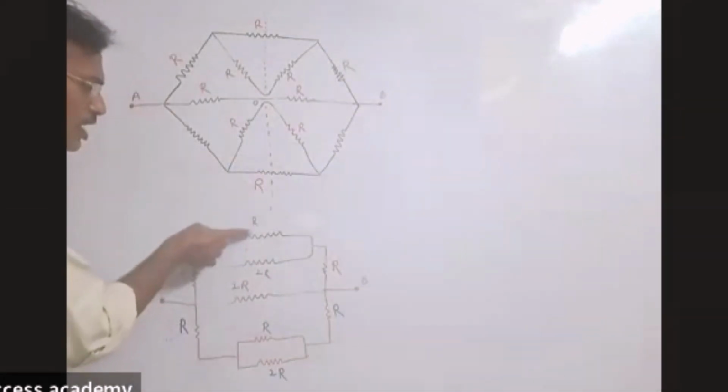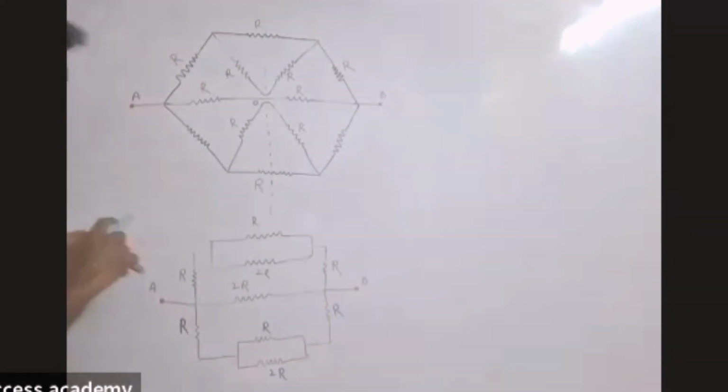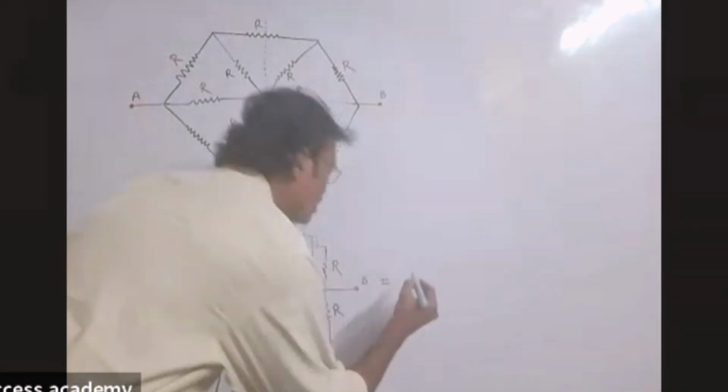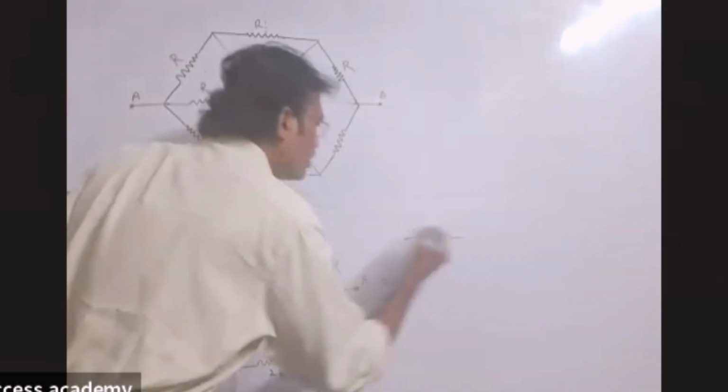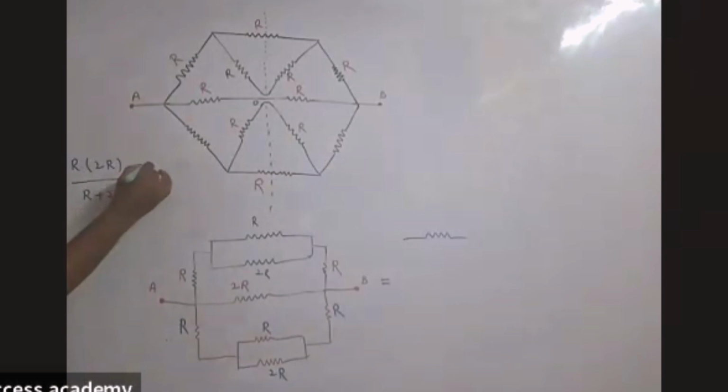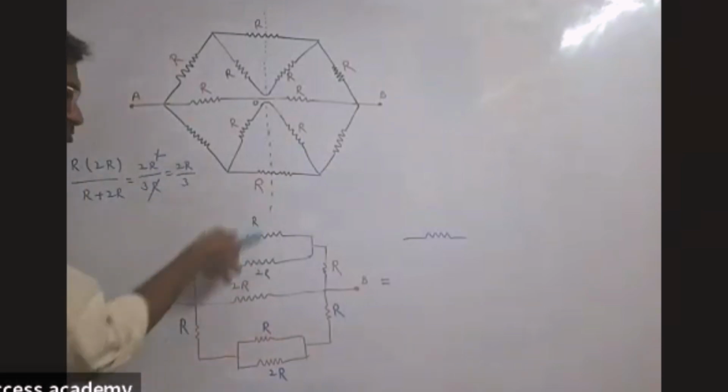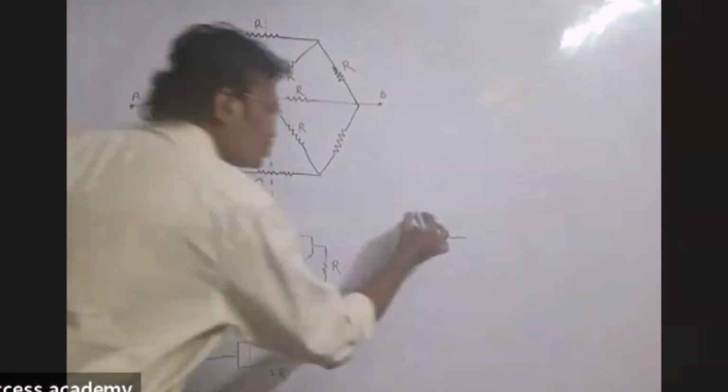Now based on this, R and 2R are both in parallel, so R1R2 by R1 plus R2. This combination becomes only one resistor. So for these two, I represent R into 2R by R plus 2R, R1R2 by R1 plus R2. That is 2R squared by 3R. Then one R gets cancelled, and the value is 2R by 3. These two are represented as 2R by 3.